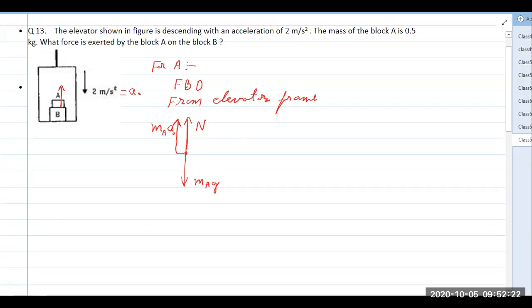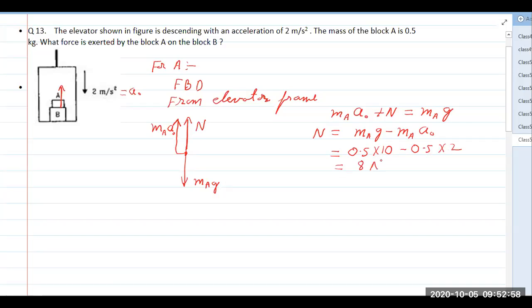In the elevator, the object is stationary. So we can write M_A a naught plus N equals M_A g. So what will be the normal force? The normal force will be M_A g minus M_A a naught. Okay, so how much is M_A? M_A is 0.5, g is 10, and a naught is 2. So it will be how much? It will be 8 Newton. So we're getting 8 Newton.